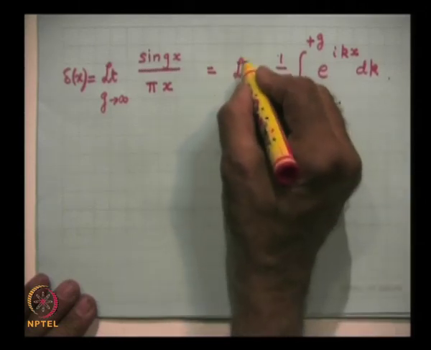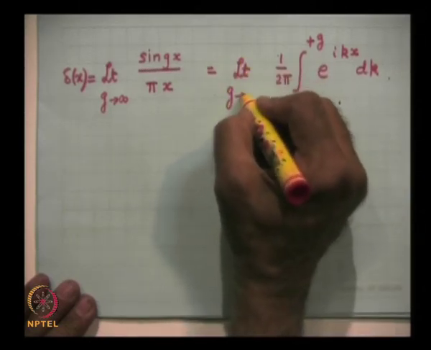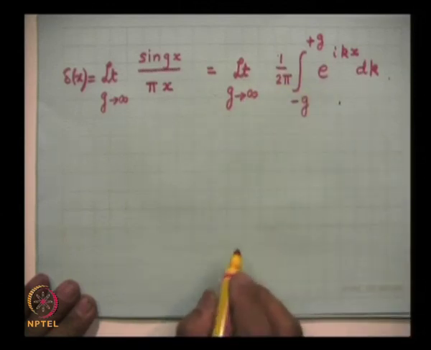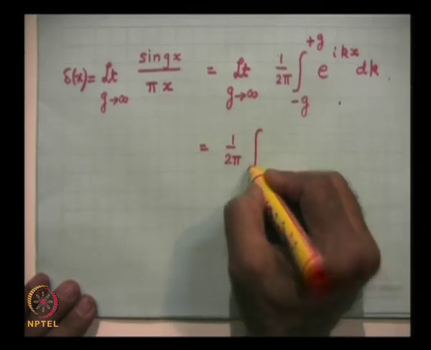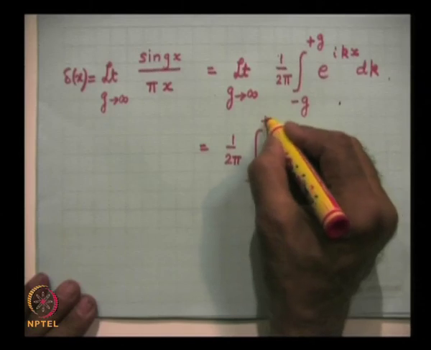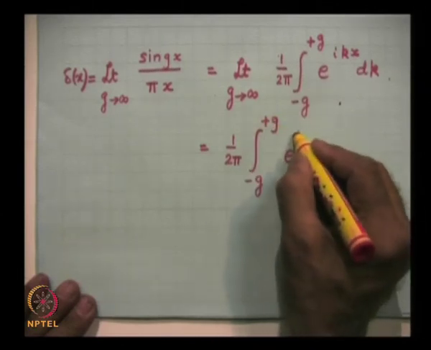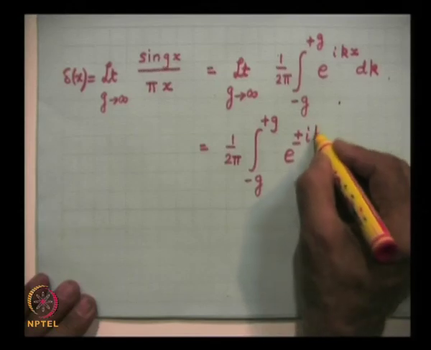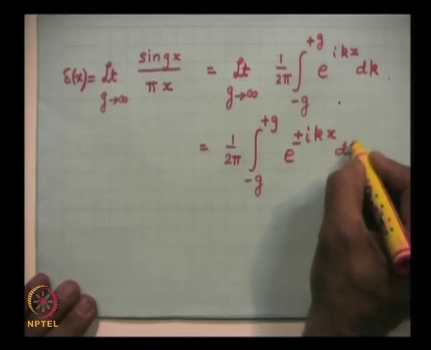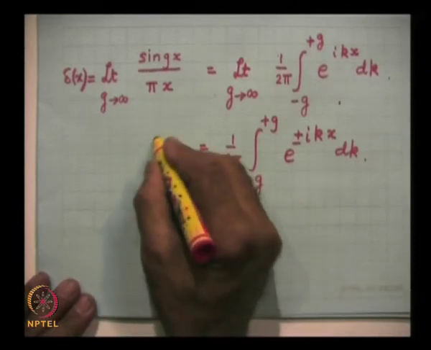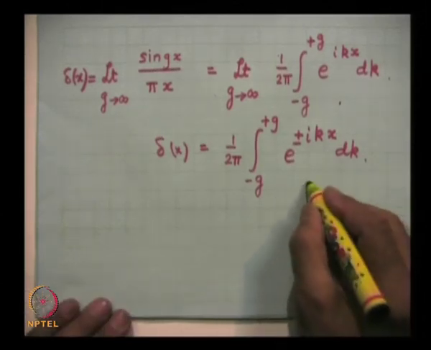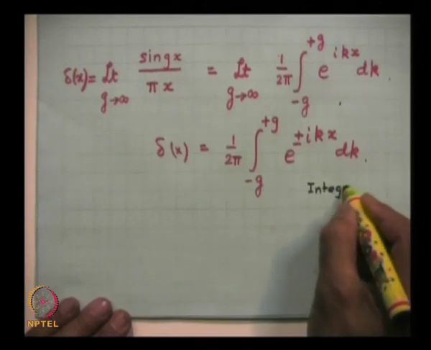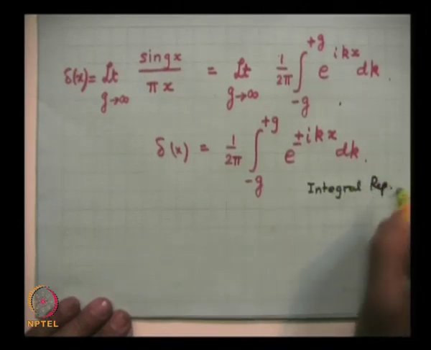So, if I take the limit as g tends to infinity, this becomes 1 over 2 pi, integral from minus g to plus g, actually you can take either plus sign or minus sign, it does not really matter, of plus minus i k x dk. So, this is known as the integral representation of the Dirac delta function.